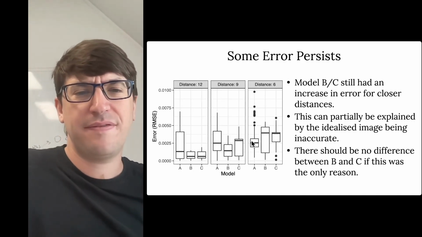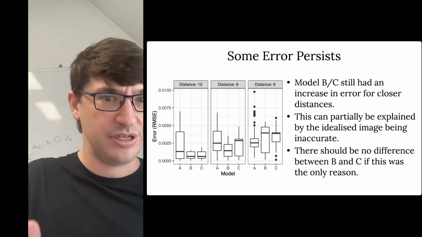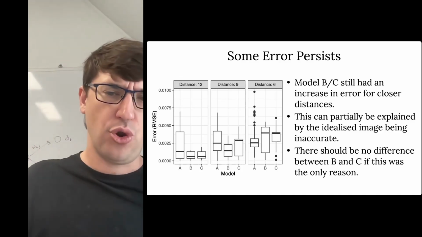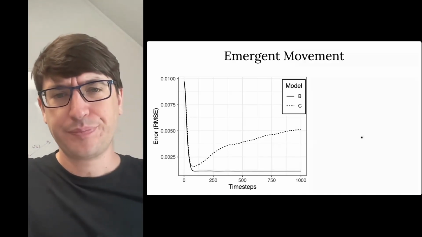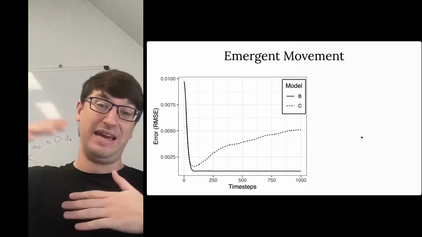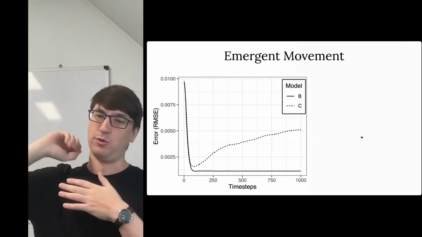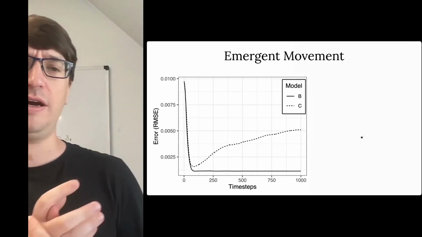But if it was just the idealized image, then B and C should be the same as each other. It would be different to A, but not to each other. So there was something very strange going on here. So what I did was basically write a little bit of code which found me the ones which had the biggest discrepancy. You know, something where Model C was doing something very weird and Model B was behaving itself, which is what we've got here.